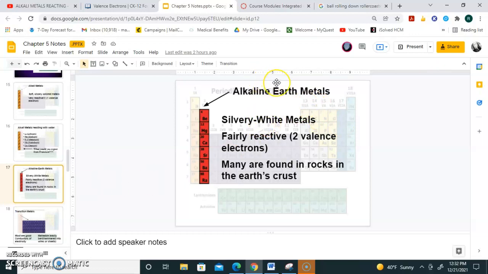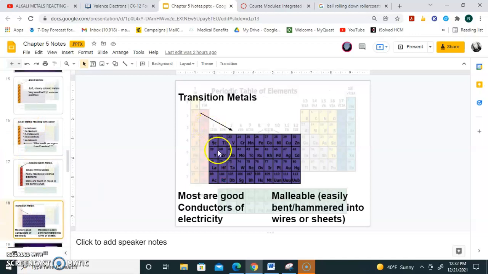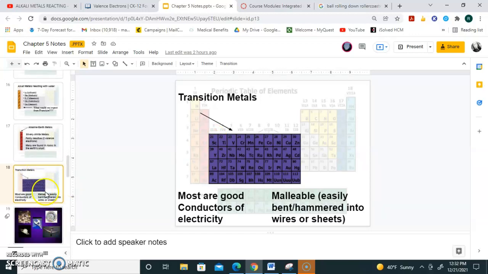All right, so alkaline earth metals are metals, as the name indicates, and many of them are found in rocks in the Earth's crust. Moving on the periodic table to the right, we're now getting into the transition metals. As with all metals, most of these are good conductors of electricity. They are malleable, meaning easily bent or hammered into wires or sheets. And as all metals are also ductile, meaning that we can easily draw them into wires. So these are just little facts about these different groups of elements that you should be familiar with.